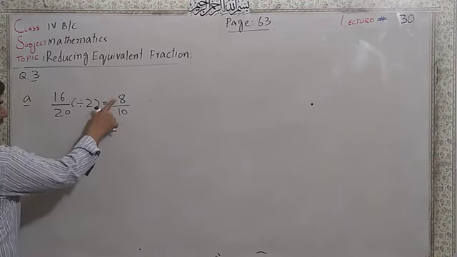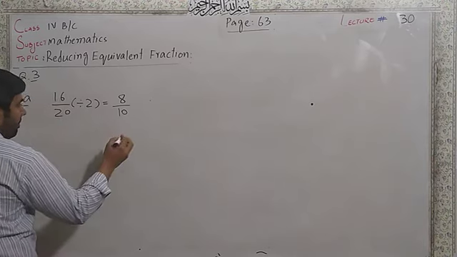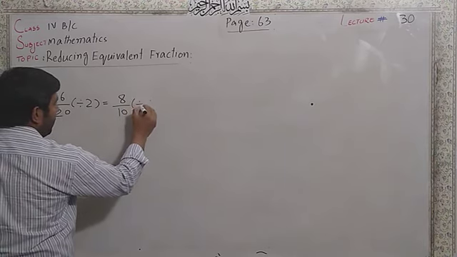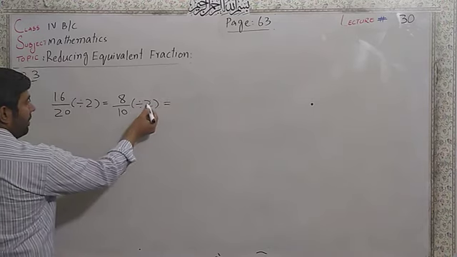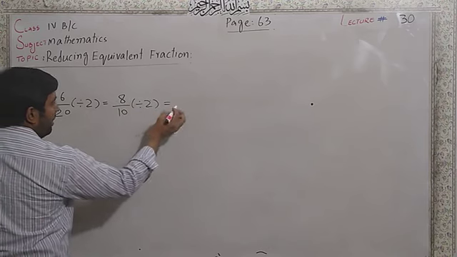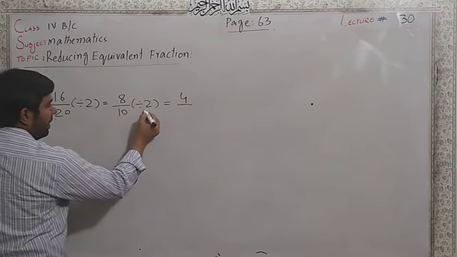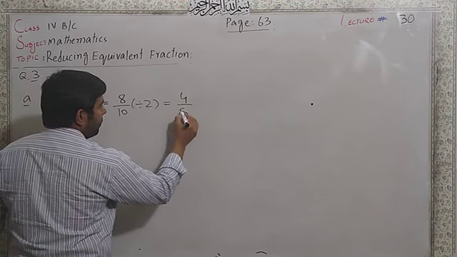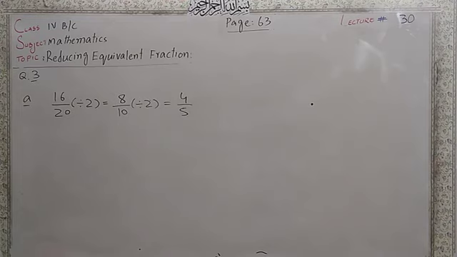Here you consider this is 8 and this is 10, and we can divide more. So divide by 2 again. 8 divided by 2 will be 4 and 10 divided by 2 will be 5, and this is 4 over 5, and we cannot divide any further.